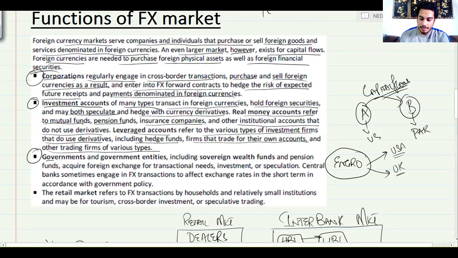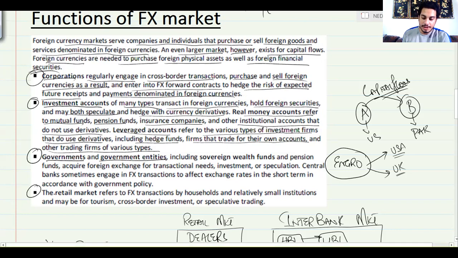Three, governments and government entities. We all know governments transact in other currencies also. Like let's suppose Pakistan has to pay $1 billion of loans to IMF. So that amount is going in dollars. And for that purpose, they need a foreign exchange market at least to convert their rupees into dollars, right? So over there also, the foreign exchange market plays a big role.